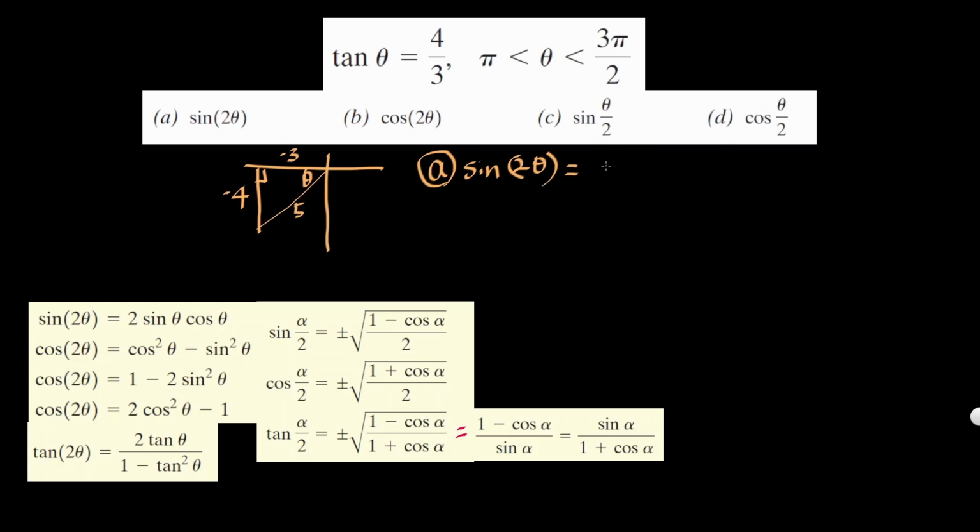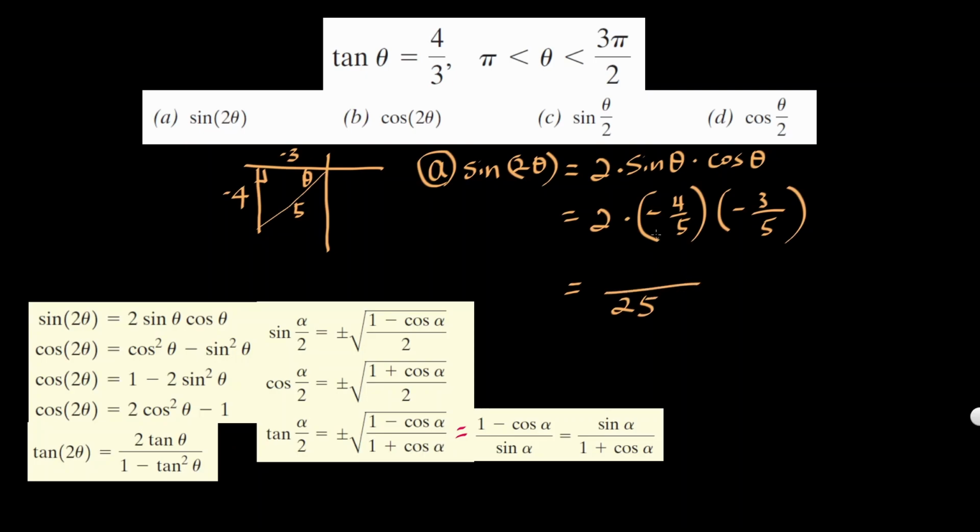So sine 2 theta is going to be 2 times sine theta multiplied by cosine theta. Let's plug in numbers here. 2 times sine theta, which is opposite over hypotenuse, so negative 4 over 5, times cosine, which is adjacent, negative 3 over hypotenuse 5. Let me see if anything cancels out. Nope. So the denominator is going to be 25, and then multiply 8 times 3, and it's going to be positive. So part A is going to be 24 over 25.